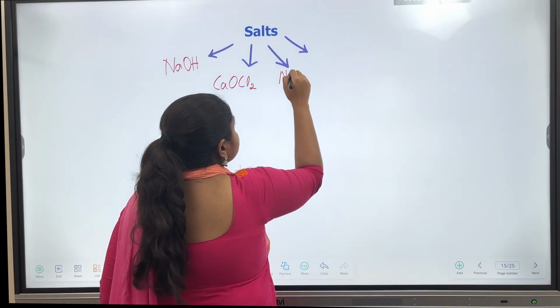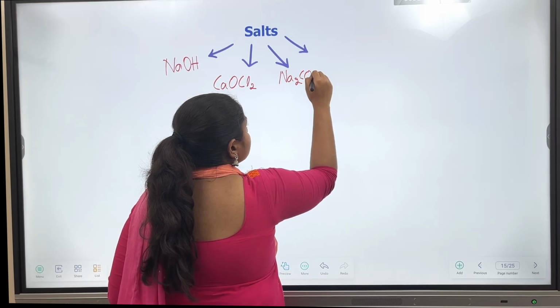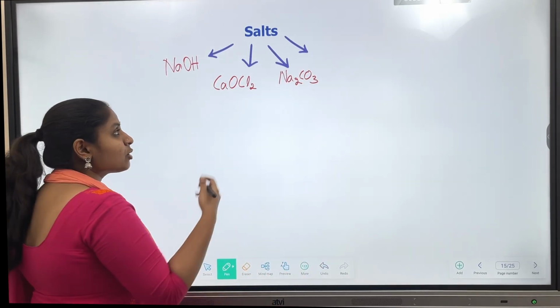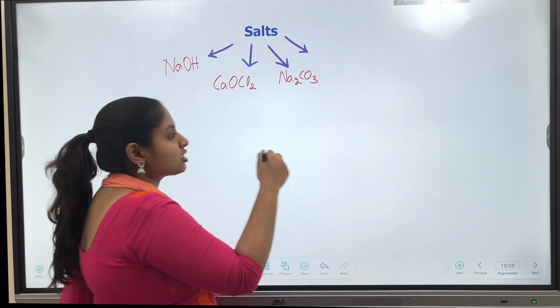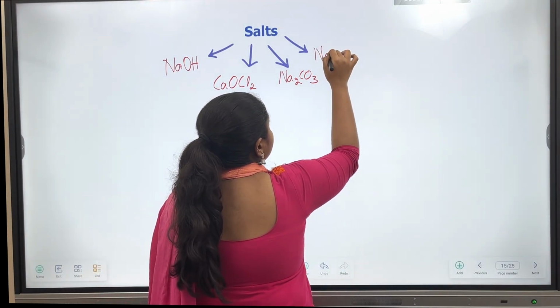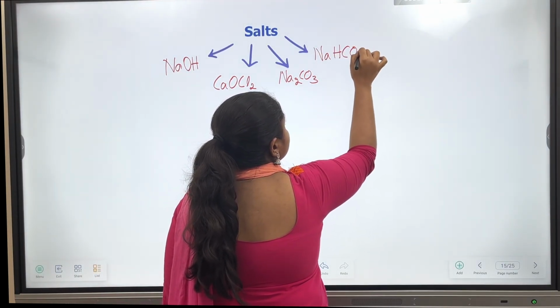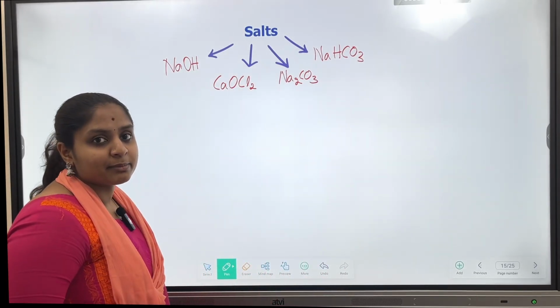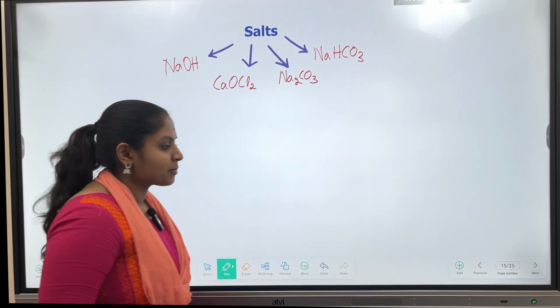The third type of salt is Na2CO3, sodium carbonate. Sodium carbonate is also known as washing soda. The fourth type of salt is NaHCO3, sodium bicarbonate, also known as baking soda.